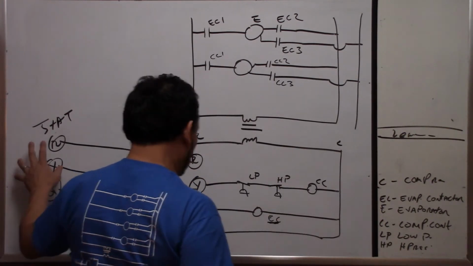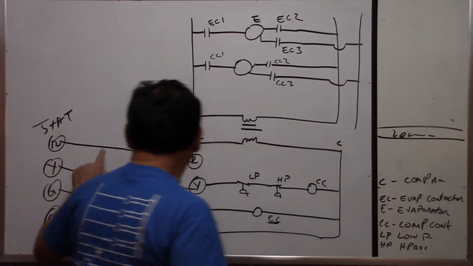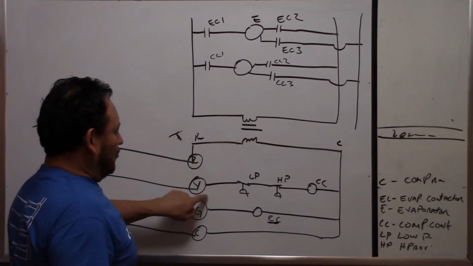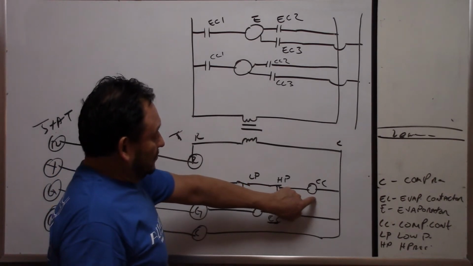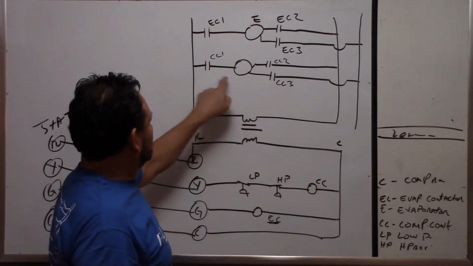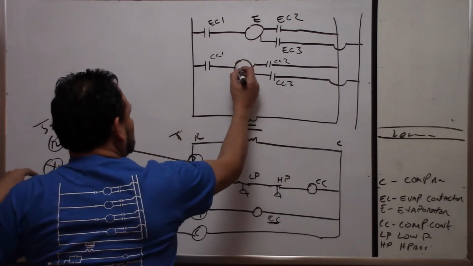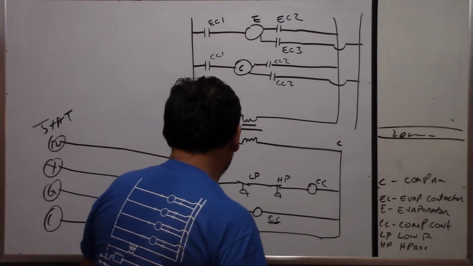Now, we know that when you're calling for cooling, power will go through here, the low pressure switch is closed, the high pressure switch is closed, the compressor contactor coil closes, pulls in, the compressor comes on, and also the evaporator. Okay, that's it. Now we're going to put a safety on it.